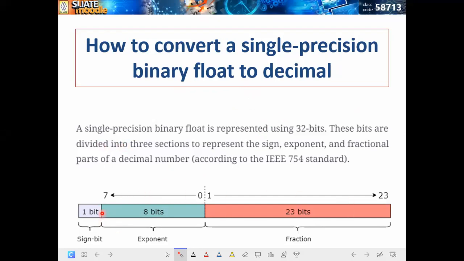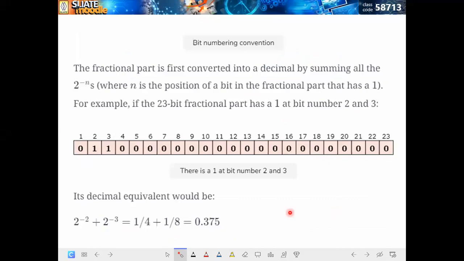This is the format, you know, first bit represents the sign bit, this is for the exponent, and this is for the fraction. Then, if we think of this fractional part, the fractional part is first converted into decimal by summing all the two's powers. You know how to do this one. Its decimal equivalent would be here. This is the decimal equivalent.